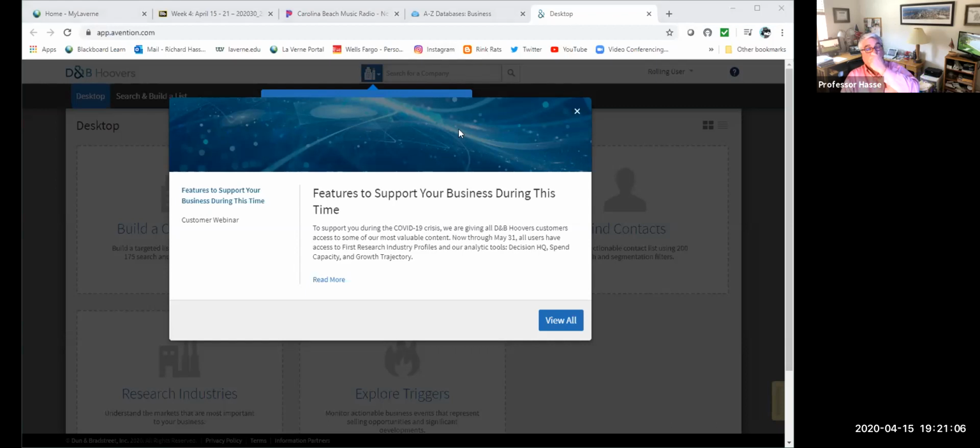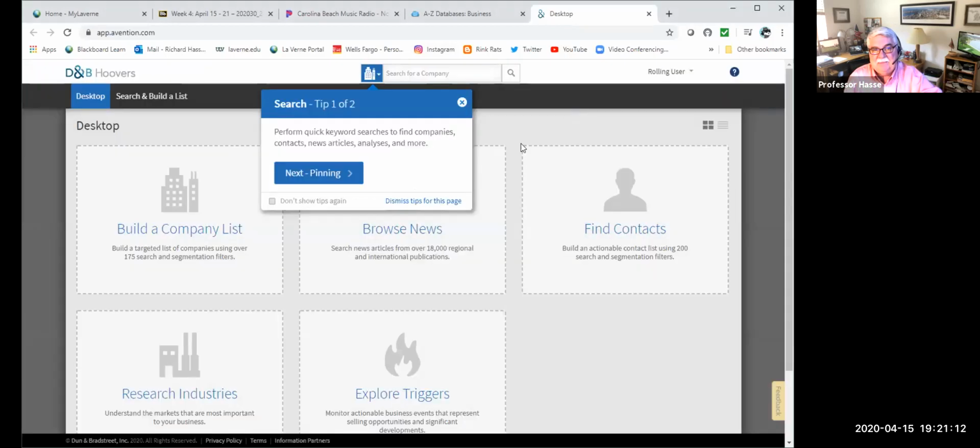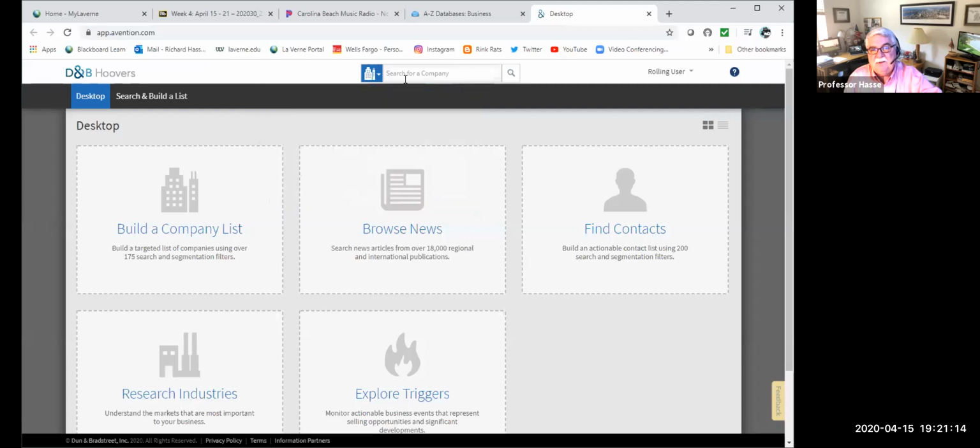All right. So up comes this database and it gives you a bunch of propaganda stuff. So I clean out of that, and right up here it says search for a company. So you type in your company. I'm going to use General Motors.